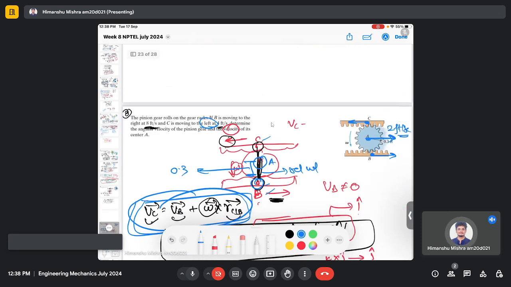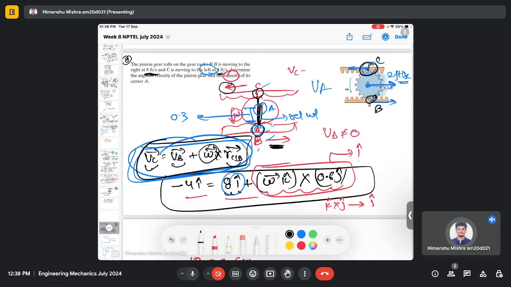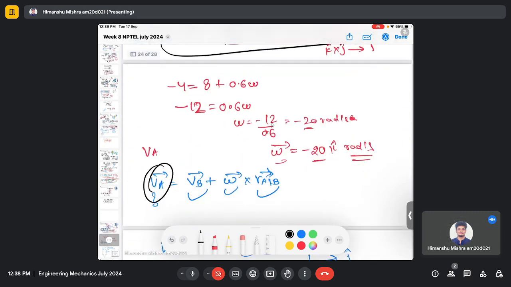Here in this question we have been asked to find the omega, which is the angular velocity of point A, and the translation velocity VA of point A. So first we use a relative velocity concept between point C and point B. We solve this equation to find the omega. Then we use the relative velocity expression at point A and point B to calculate the translation velocity VA.